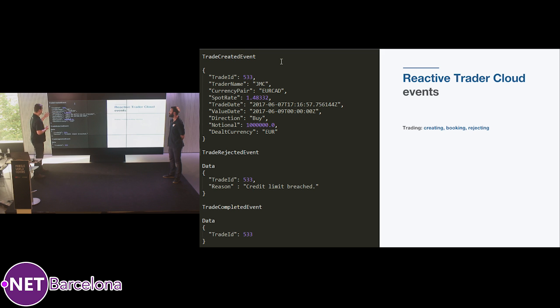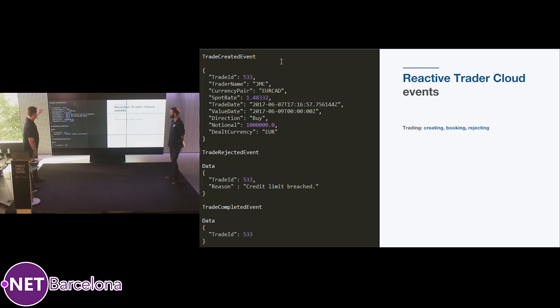So it has a trade ID, so you can refer to it later on in other systems. It has the name of the person that traded, the currency pair that they traded, the rate that they traded at, the date they traded on, the value date of the trade, whether you were buying or selling, and how much you bought and sold, and what that number is actually denominated in. So that's an FX trade. It's like seven or eight different attributes and a few events.